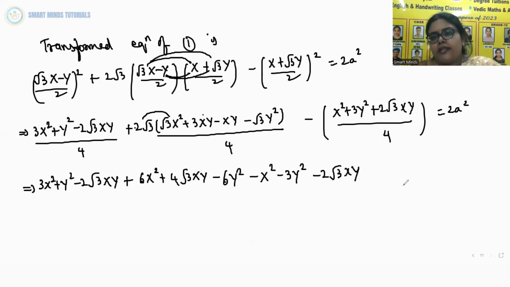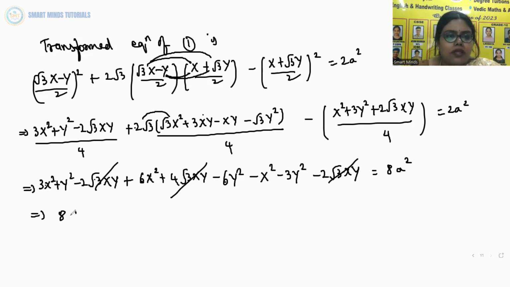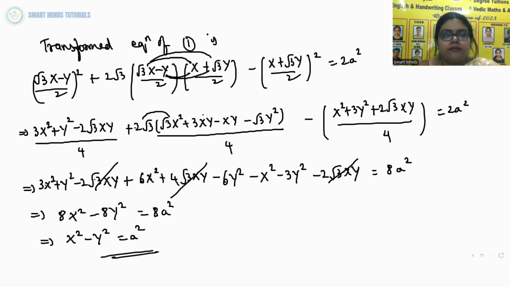If I shift it to the right hand side, it will become 2a square into 4. That is 8a square. Now you see minus 2 root 3 and minus 2 root 3 will become minus 4 root 3, and plus 4 root 3 will get cancelled. So 3x square plus 6x square is 9x square. 9x square minus x square is 8x square. Then coming to y square terms, minus 6y square minus 3y square is minus 9y square plus y square is minus 8y square is equal to 8a square. If I take 8 common, we get x square minus y square is equal to a square. This is the final answer.